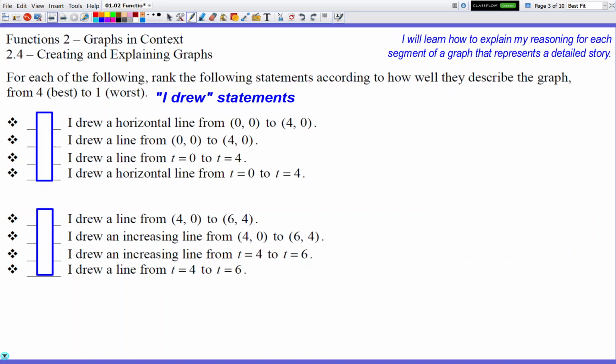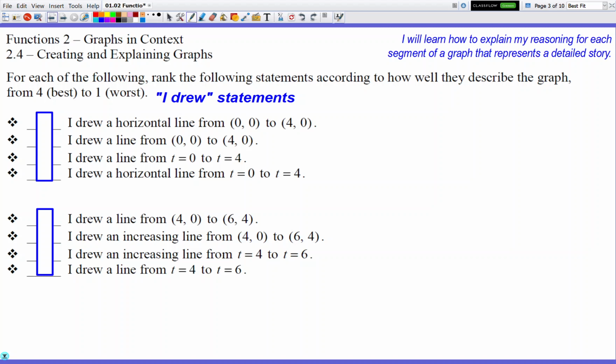What is the next best sentence or statement to write? Usually kids see a toss up between the second one and the fourth one. Some kids think of I drew a line from 0, 0 to 4, 0 as the second best choice.